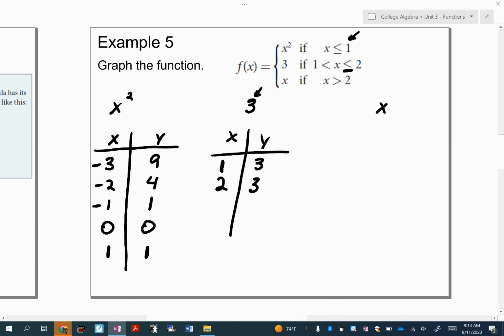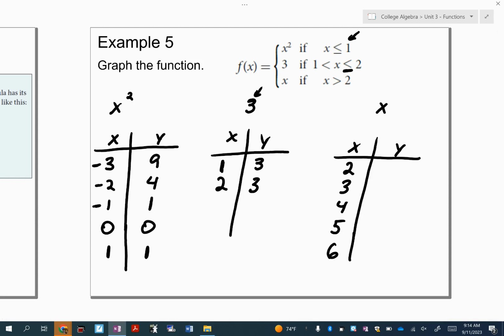And the last piece is x, and I need values that are greater than 2. Now, similar to what I did with that previous piece, you'll notice I am going to plug in 2, but like that previous piece, it's going to be an open circle at that point to show that we get all the points that are less than 3, but greater than 2. And these are just when you plug them in, you get the same value.